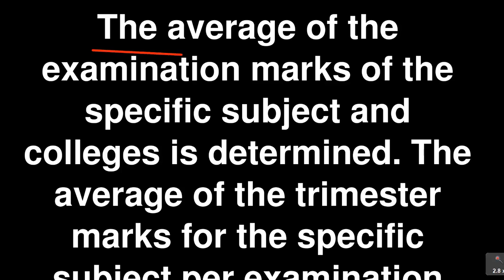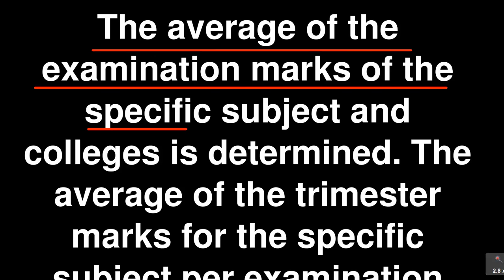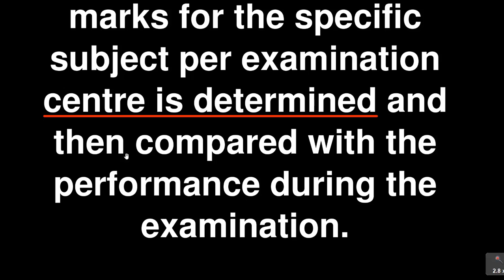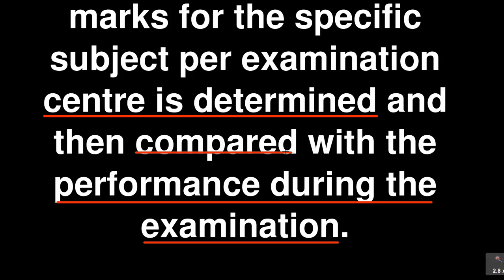That's why they say the average of the examination marks of the specific subject and the colleges is determined. So what they do is they will look at the whole country. They will look at the average performance of all the students in that block. They are going to find that average. They also look at the particular college's average in terms of performance, both in the ICASS as well as in the final exam. So when this whole statistical analysis is done, the average of the trimester mark for the specific subject percentile is then determined. That is where this average is a dangerous average, because it is then compared with the performance during the examination. It leads to subtraction of marks or to the addition of marks in some cases. So this average, remember where it comes from?